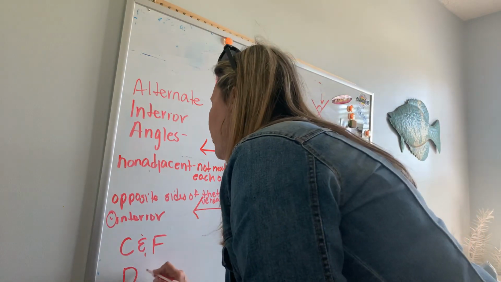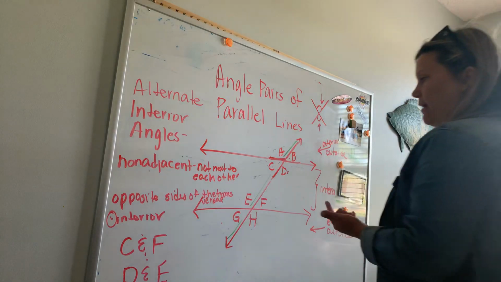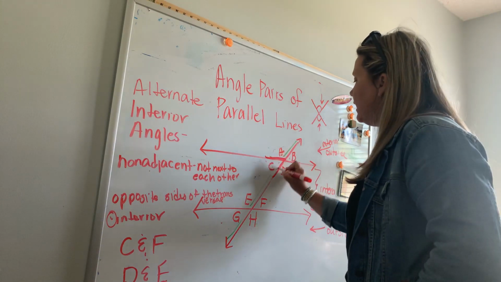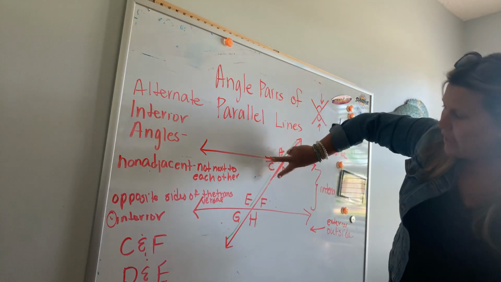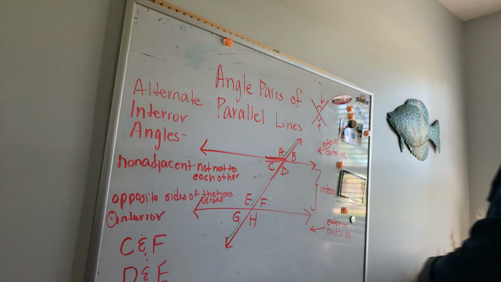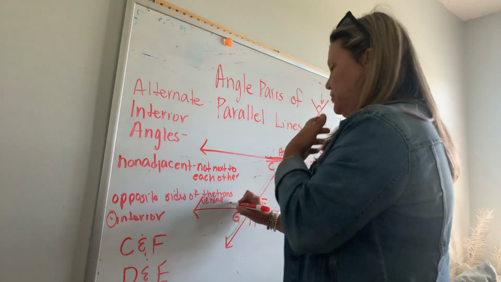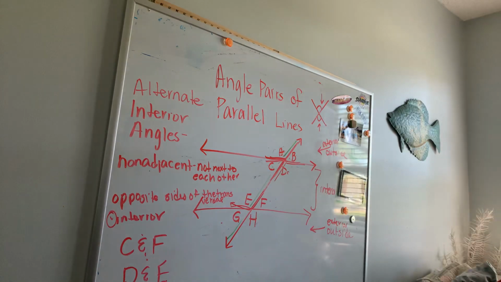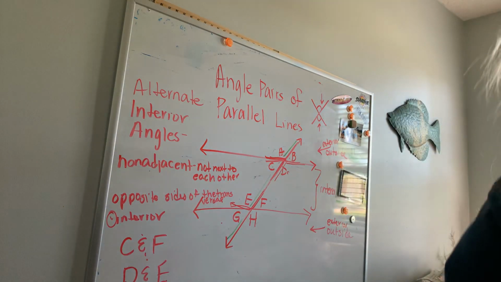And again, if you just use common sense to double check, does it look like C and F are congruent? Look at C. It's a nice, acute little angle. And look at F. Well, it's an acute angle. D is a big obtuse angle. E is a big obtuse angle. So yes, they are congruent with each other. So C and F are the same and D and E are the same.